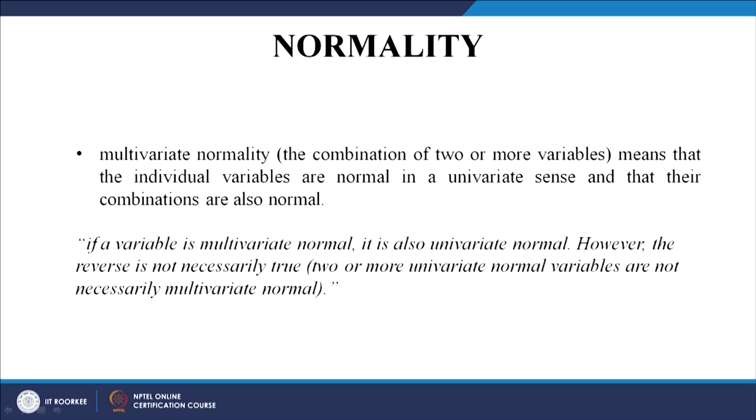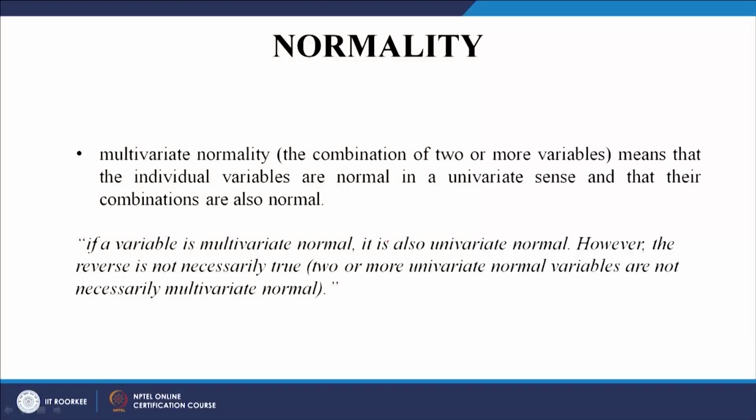Now, what does it say? If a variable is multivariate normal, that means the combinations are also normal. It is also univariate normal, that means the individuals are also normal. However, the reverse is not true, that means two or more univariate normal variables are not necessarily normal in combination. Individually they might be normal, but in the combination they might not be normal, right. So, you need to be careful here.